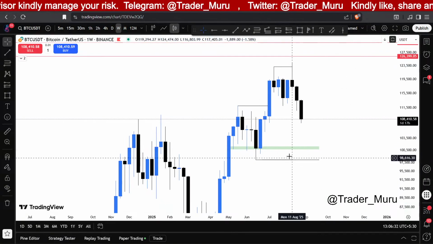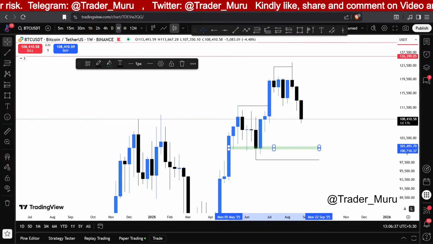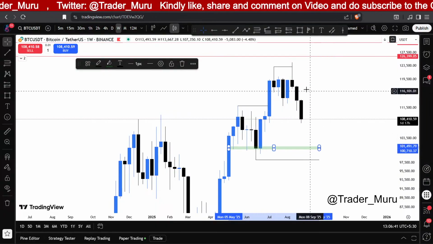So this is my target for BTC, around 100k to 101k. Below that, if I get a wick and again reclaim, I will be watching for a buy.